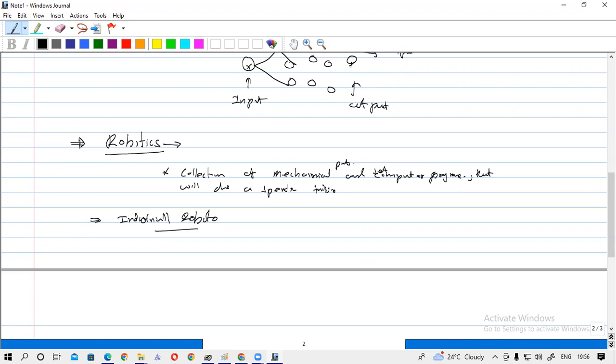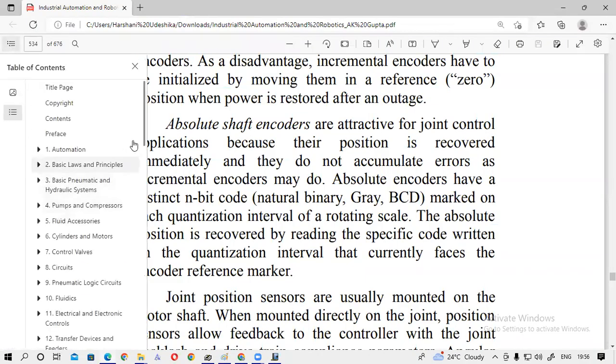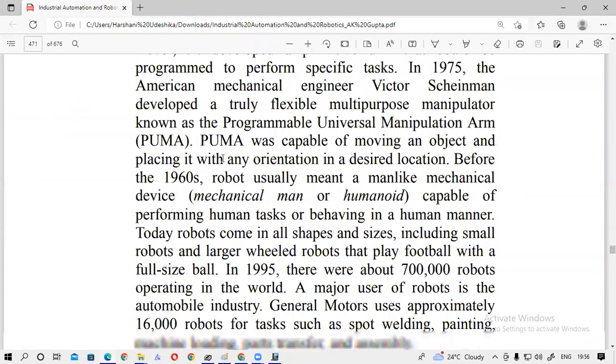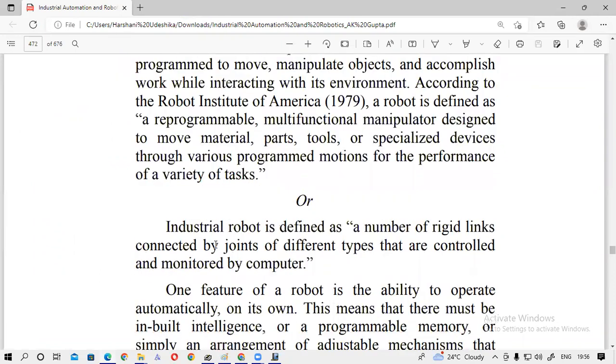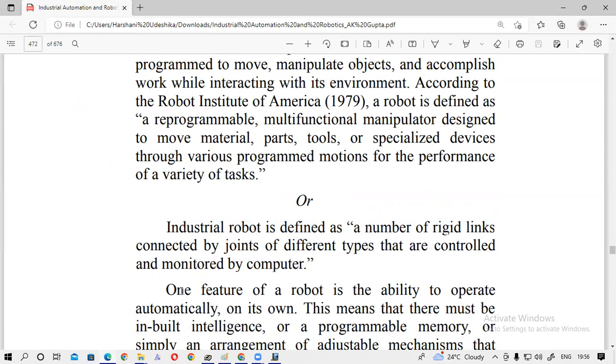In your automation book you have this introduction, and you have the history. You can see that it is defined: a number of rigid links connected by joints of different types that are controlled and monitored by a controller. That is what I told you. The number of rigid links connected by joints of different types are the mechanical parts. Rigid means tough, a hard link. Link means connection, so they are joined together.